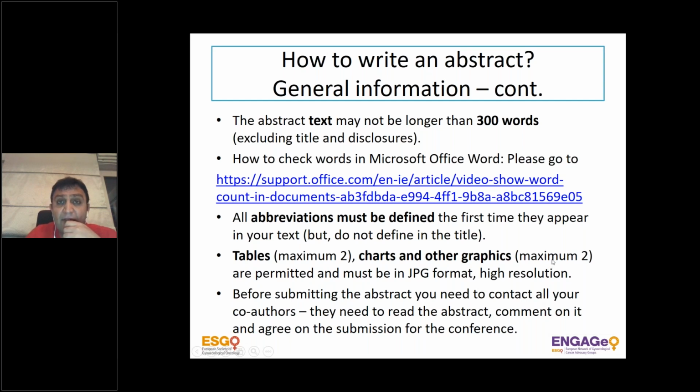And a very, very important point is that before submitting the abstract, you need to contact all your co-authors. So you are writing with 5 people, but you have to show them and get their involvement and comments for the abstract. Otherwise, it will be an academic problem, and the people whose names are in the abstract need to have commented and agreed on your submission of the abstract to the conference.